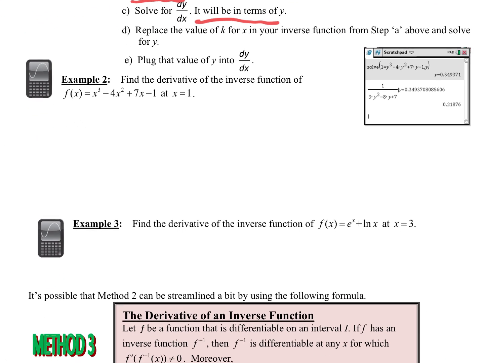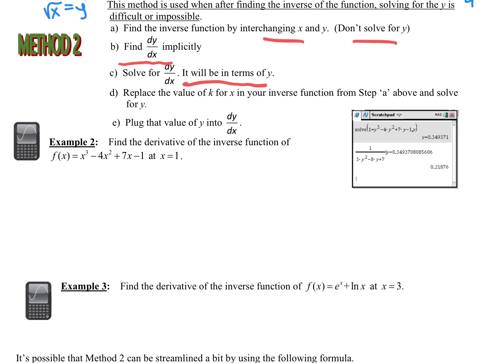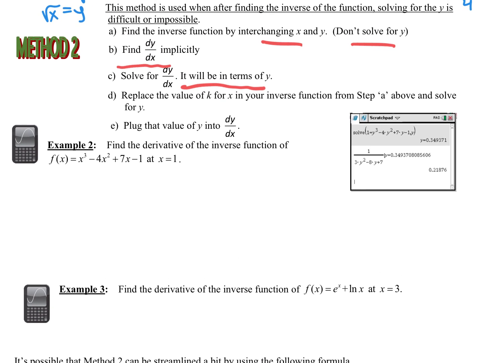So let's start by first, or let's back up here so we can see the instructions. First, we're going to find the inverse by interchanging x and y. So here we will let f be x, and we'll have y cubed minus 4y squared plus 7y minus 1. But we're not going to solve for y, remember, because this is going to be pretty hard to solve for y in this case. So since that's not possible, we're going to find dy/dx implicitly.